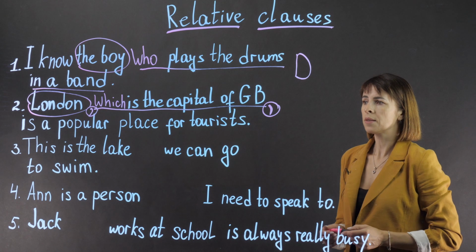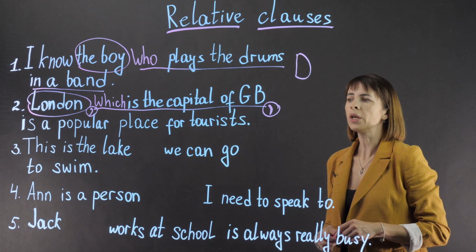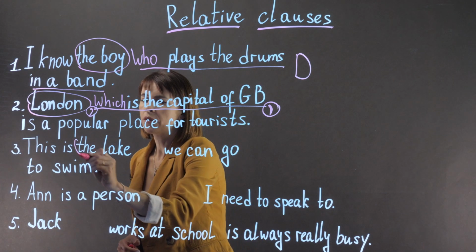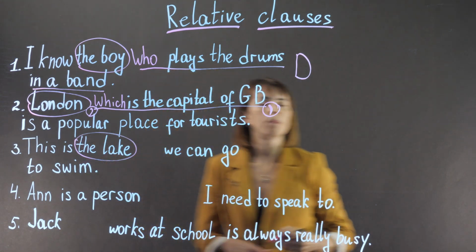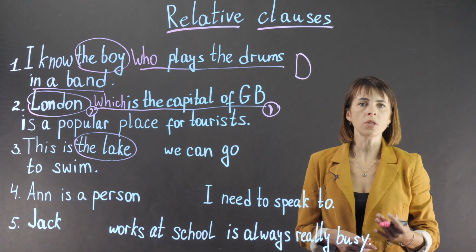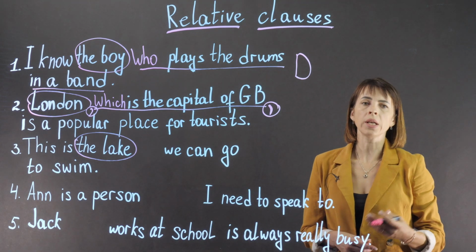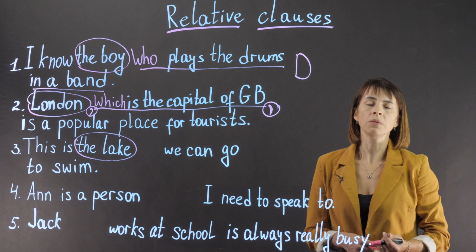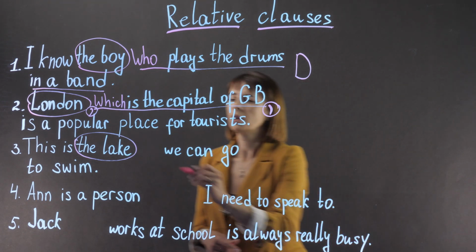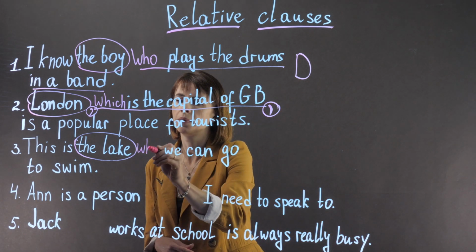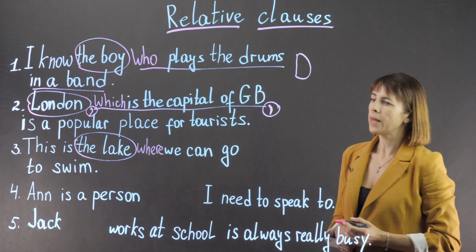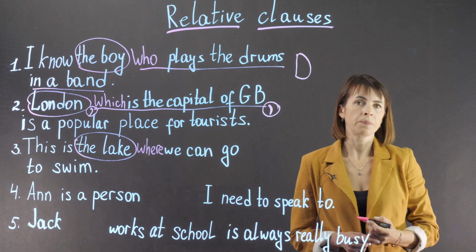The next sentence. This is the lake. We can go to swim. We speak about the lake as a place. Ми говоримо про озеро як про місце. We can go to swim. So we should use relative pronoun where. This is the lake where we can go to swim.